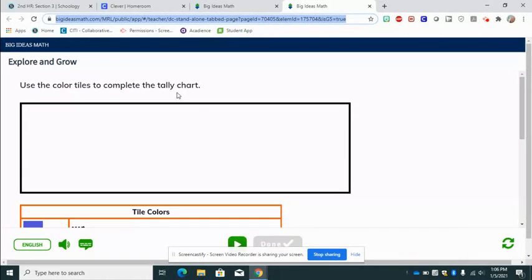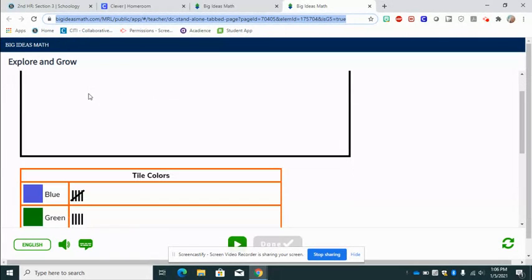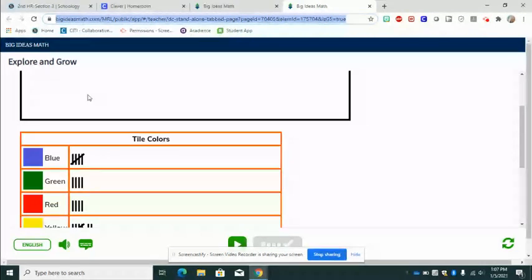Okay, now we're going to look at our Explore and Grow activity, which is on page 613 of your math books, if you want to follow along. We're going to use color tiles to complete the tally chart.